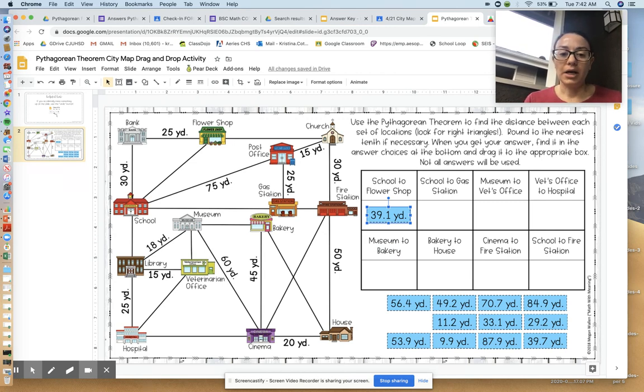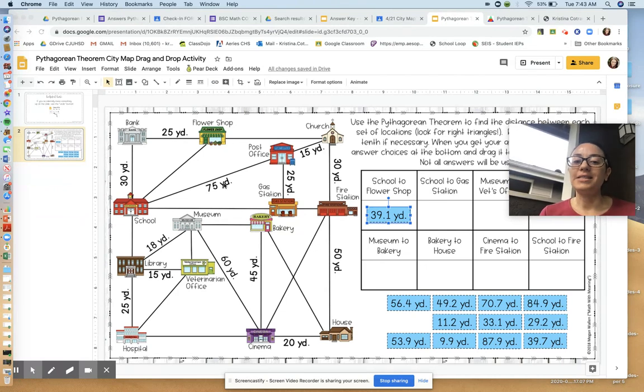All right. Let's do another one. How about the school to the gas station? So from the school to the gas station, now it's asking us to find what? Is this the hypotenuse? What goes side to side? Is it the rise or the run? It's the run, right? So it's really asking us for B. The rise is 25. Again, another 25 here from the bakery to the post office. And then the hypotenuse, which is the longest side, is 75. So we have 25, we have 75. Now, the thing that you want to remember is that 75 is the longest side. And remember, B is the run.